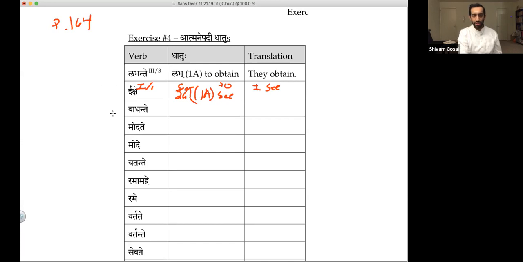Let's do this one. No, we already did bad. Let's look at a new one. Let's do yatante. No, that's too easy. These are all too easy. Okay, fine. We'll just do Ramamahe. Ramamahe. So in the chat, why don't you tell me all the information for Ramamahe?